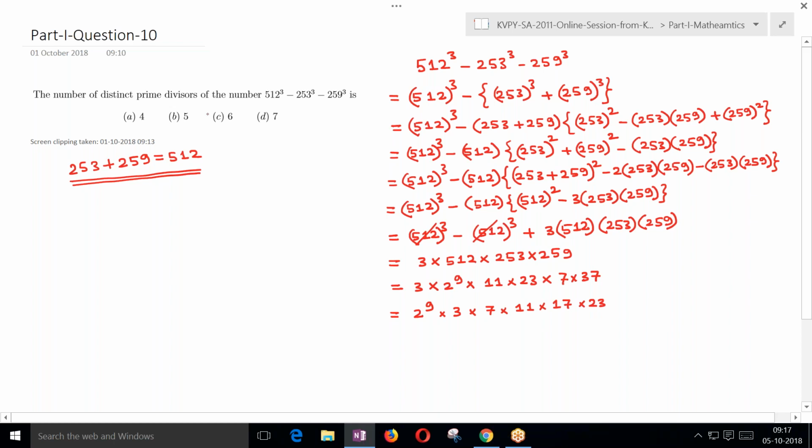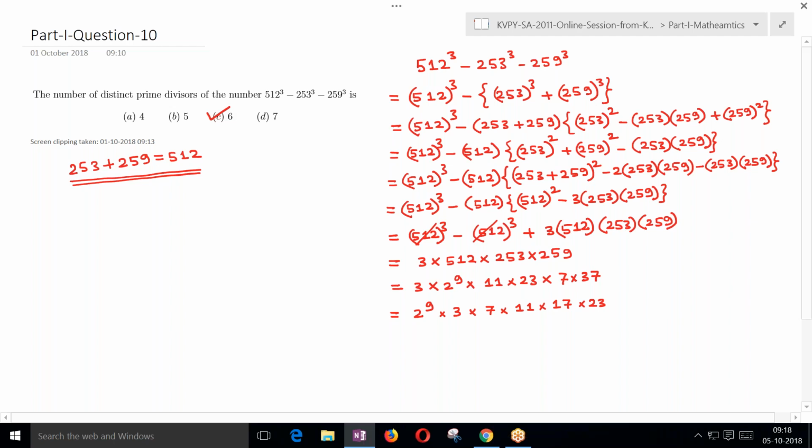So there are 6 prime divisors. What are the 6? 2, 3, 7, 11, 17, 23. So these are the 6 prime divisors of the given expression 512 whole cube minus 253 whole cube minus 259 whole cube. I hope you understand this question. If you have any doubt, please do let me know, so that we can proceed to the next question. Okay.